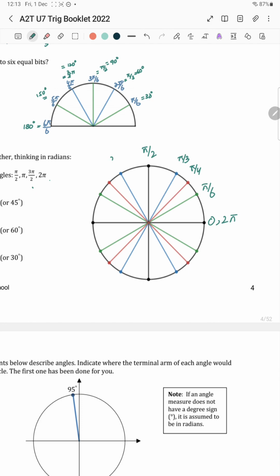Now it's second quadrant, so it would be 2 pi by 3, 3 pi by 4, and 5 by 6 pi, 7 by 6 pi, 5 by 4 pi, 4 by 3 pi, 3 by 2 pi.